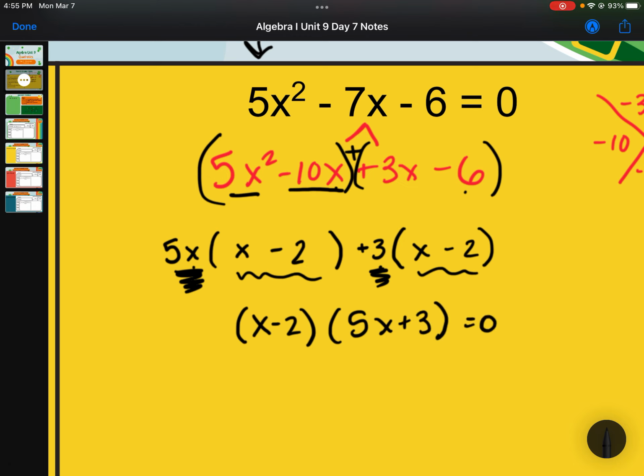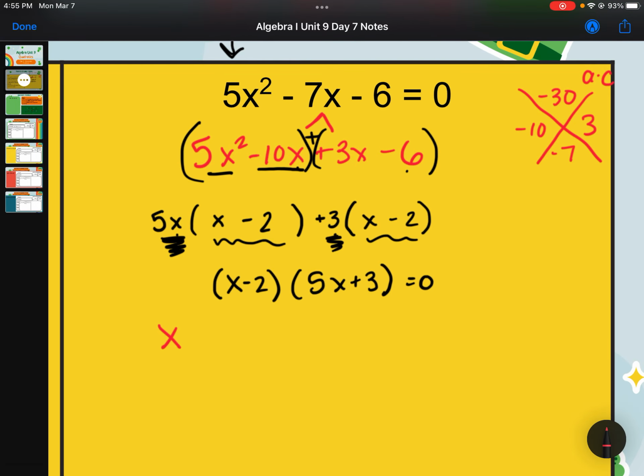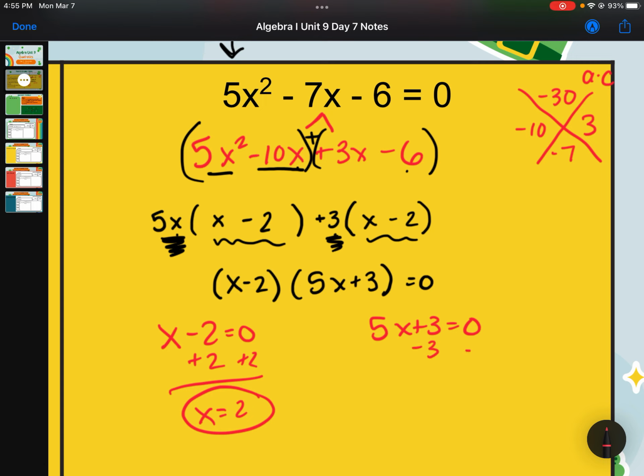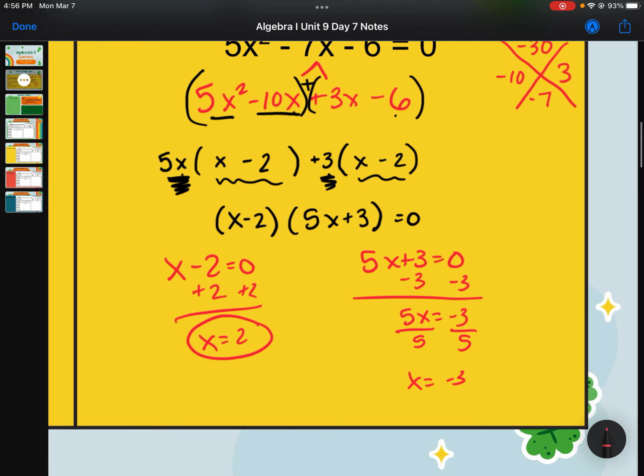This is all set equal to 0. If it just said factor, we'd be done. But next we need to solve. So we're going to set both binomials equal to 0 separately and solve for x. So add 2, x equals 2. Next one, subtract 3, 5x equals -3. Divide by 5, so x equals -3 fifths.